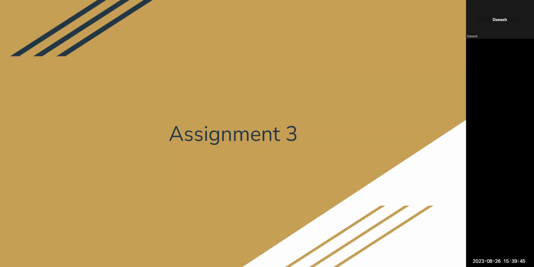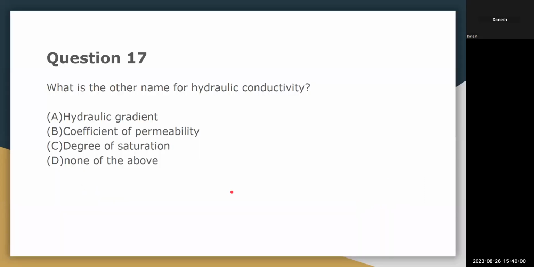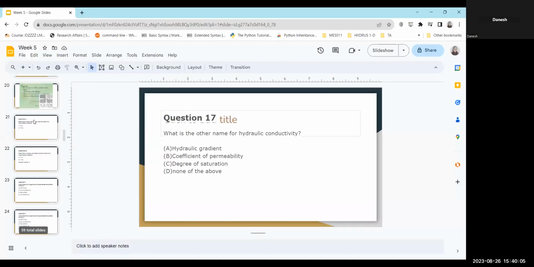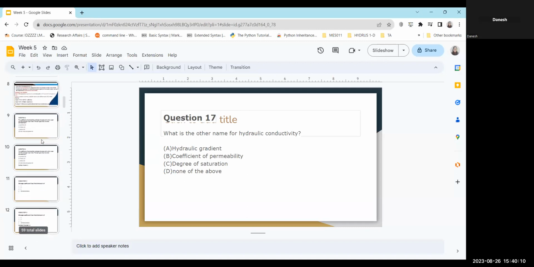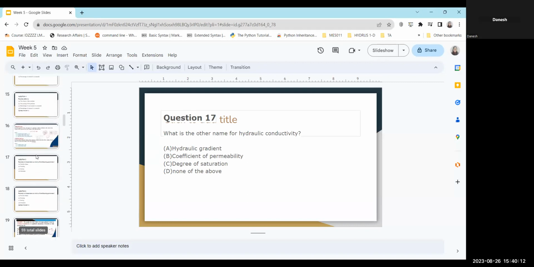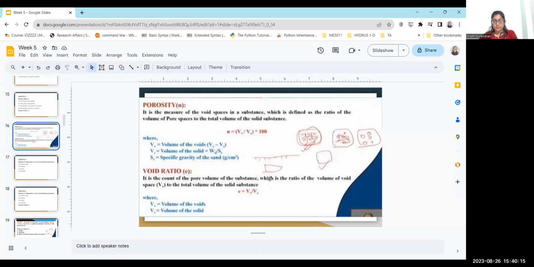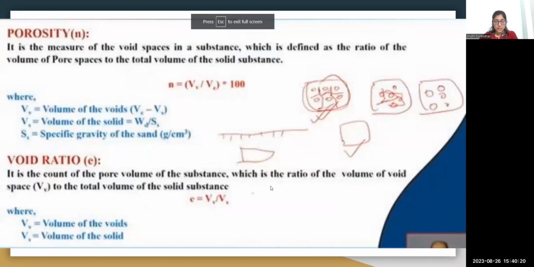Hello, madam, audible? Hello? Madam, am I audible? Yes, yes. Madam, in the slide you have shown for void ratio and porosity, can you go to that slide, madam? I think the second one. Just a second. This one? Yes, madam.